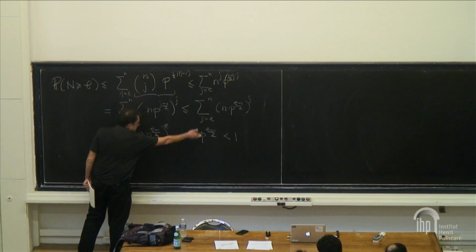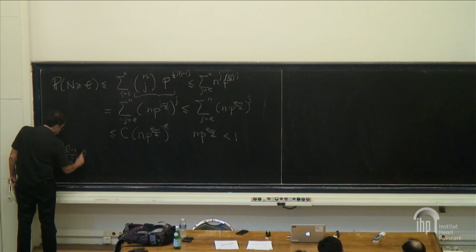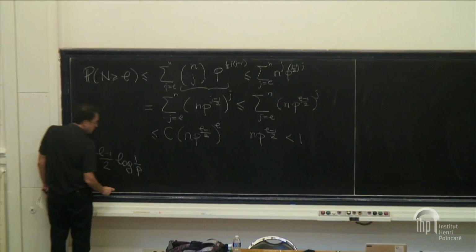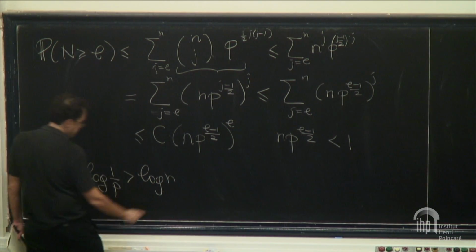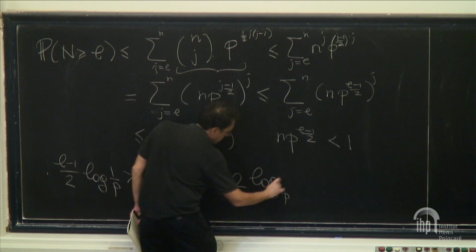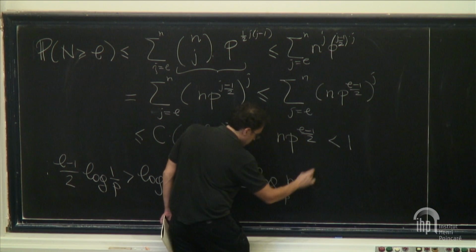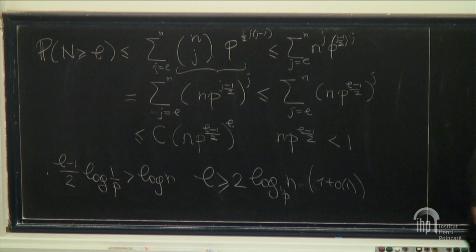So what does this imply? Well, this means that (L minus 1) over 2 times log 1 over p has to be bigger than log n. So this means that L has to be bigger than 2 log base 1 over p of n, times 1 plus o(1). Okay? So what we found is basically that the size of the largest clique in G(n,p) is just 2 log n, where the log is in base 1 over p. So it's very small. All right?